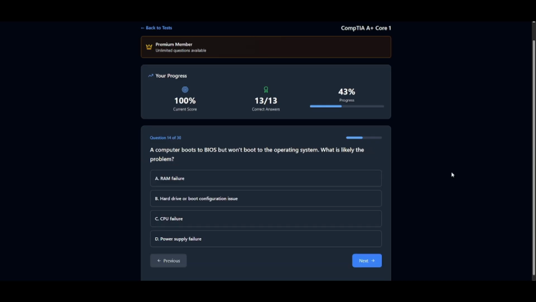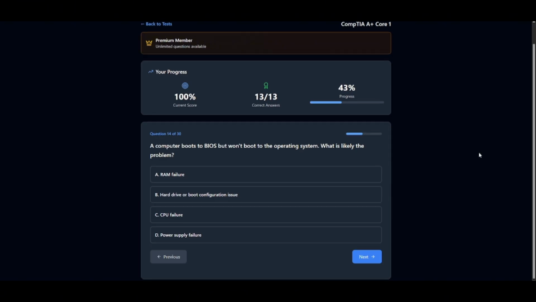Question number 14. A computer boots to BIOS but won't boot to the operating system. What is likely the problem here? Think about this for a second. All right, and the answer would be B. The operating system needs to come from somewhere, and that source would be the hard drive. If there's something going on with that, or the boot configuration, that could cause a computer to boot to BIOS but not to the operating system. Let's move on.